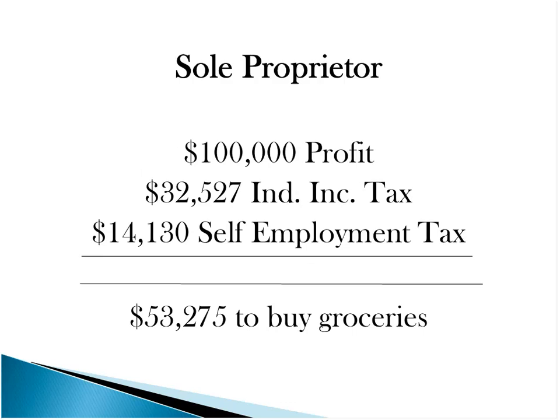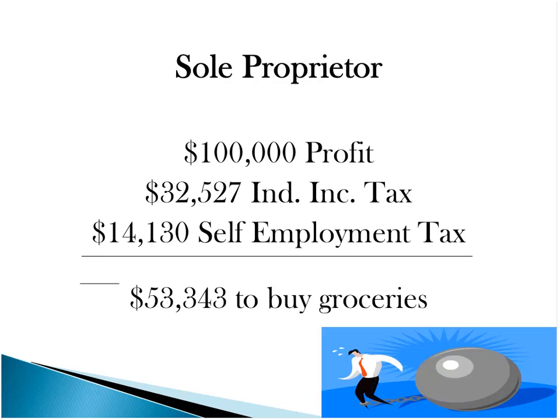So let's look at a different entity then. The most common would be a sole proprietorship. Again, we're assuming that this owner is going to start out with $100,000. We assume that they're in a 35% tax bracket, so they're going to pay $32,527 in income tax. The reason it's not $35,000 is because half of the self-employment tax is deductible. But they're going to have to pay self-employment tax of $14,130.